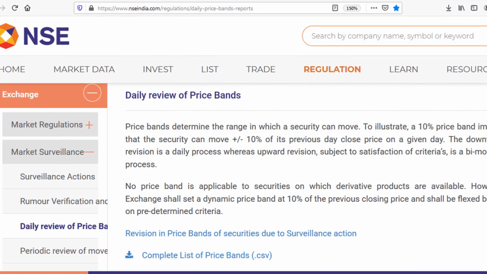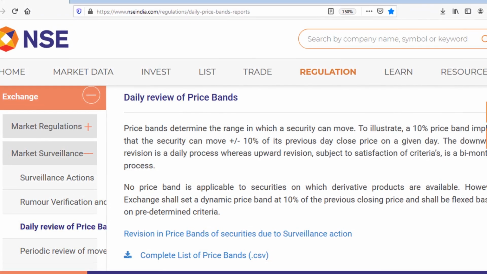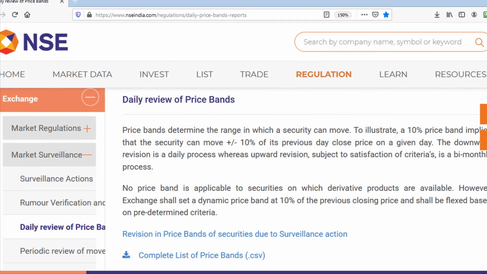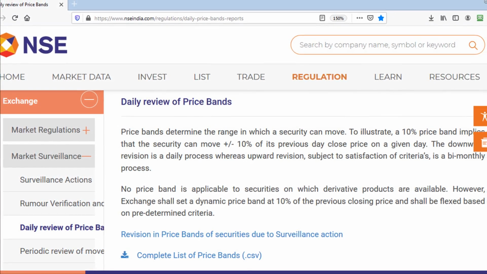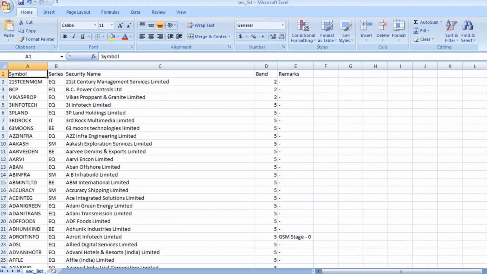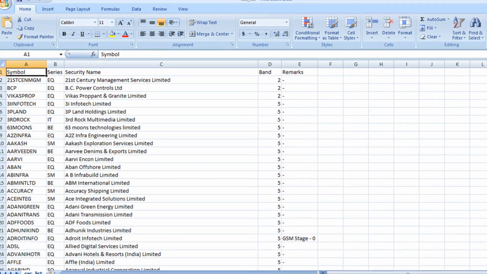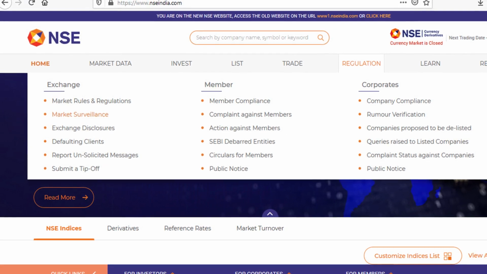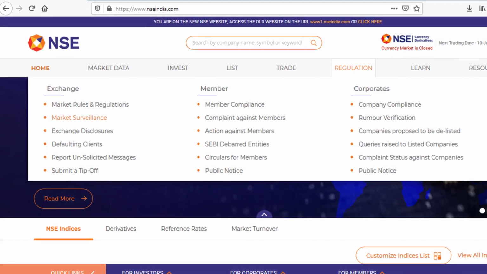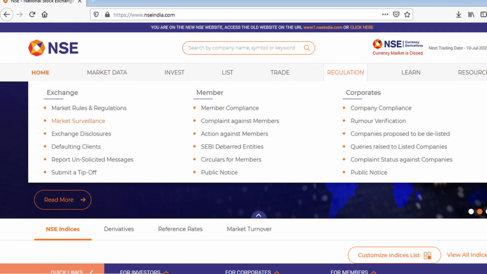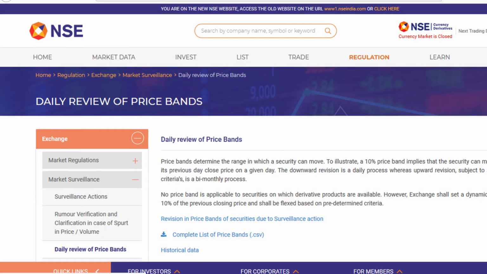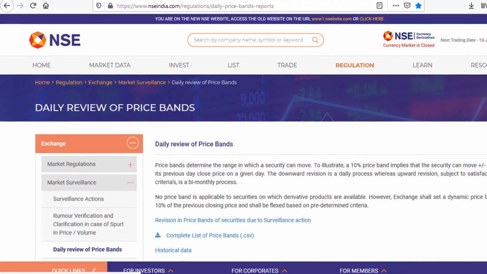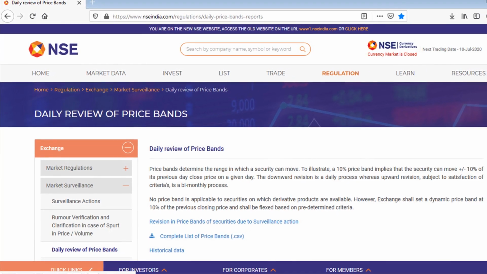You can download a complete list of price bands by clicking on the link on the daily review of price bands page of NSE website. This file will be updated on a daily basis and is in the CSV file format. You can get to this page by visiting the nseindia.com website. Then click on the Market Surveillance link under the Regulation tab. In this page, click on the link Daily Review of Price Bands.